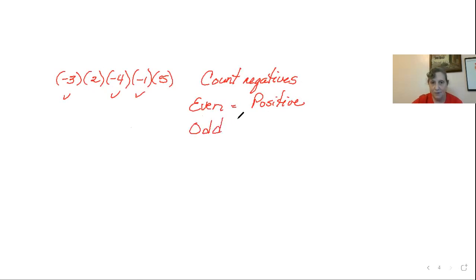If there is an odd number of negatives, so that when you pair them up, there's going to be 1 left over, the answer is negative. So with 1, 2, 3 of these, that's an odd number. The answer is going to be a negative. And then you just do 3 times 2 times 4 times 1 times 5. So it's going to be a negative 20 times 6 is 120. That's all there is to it.